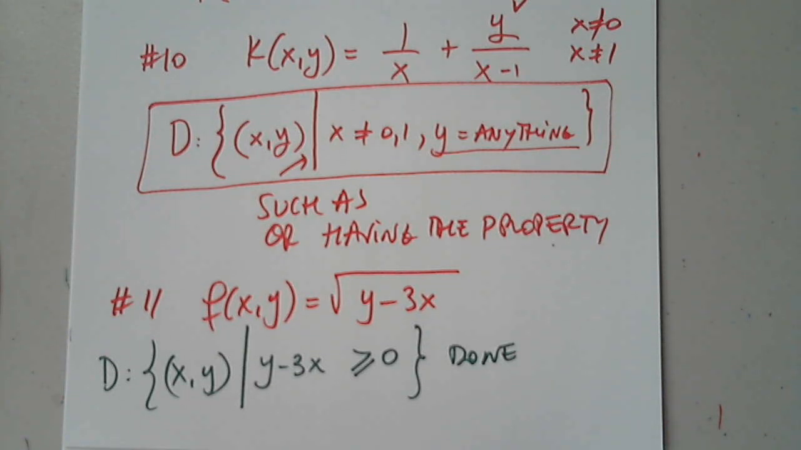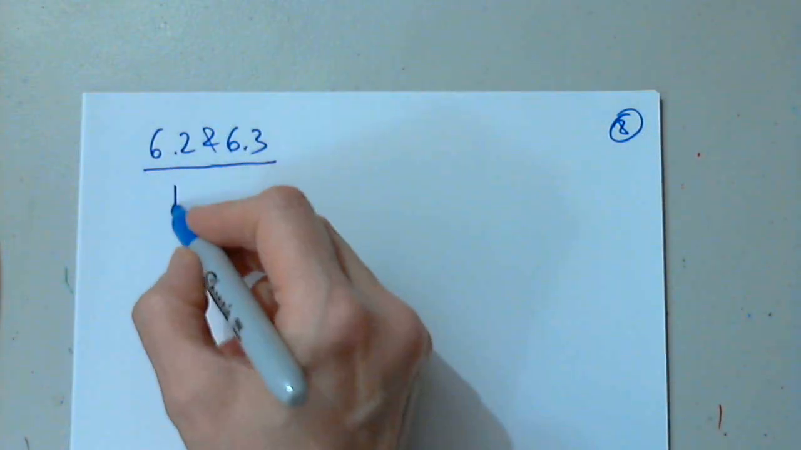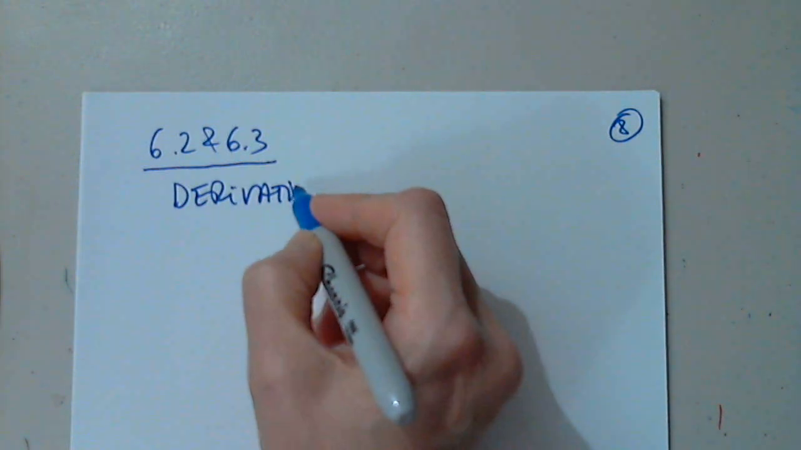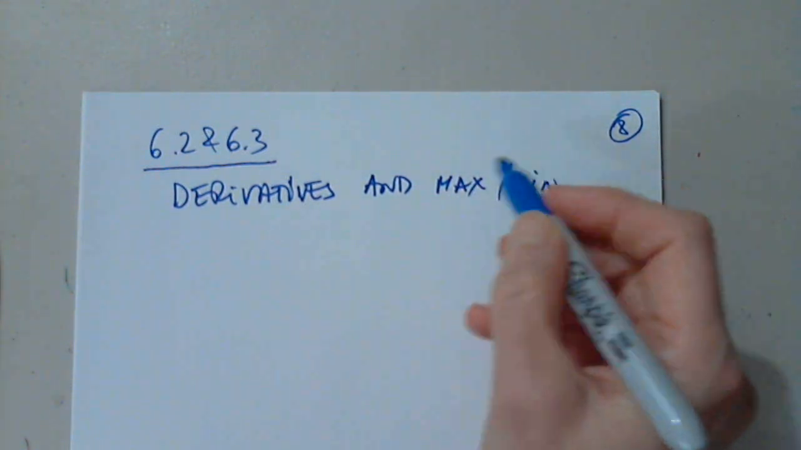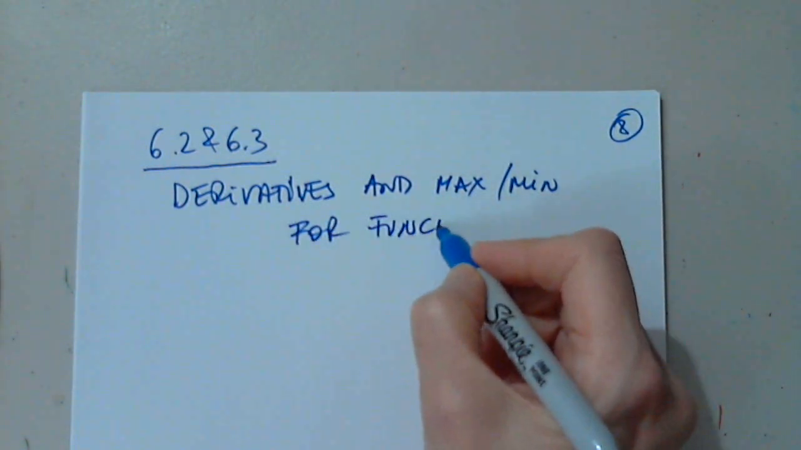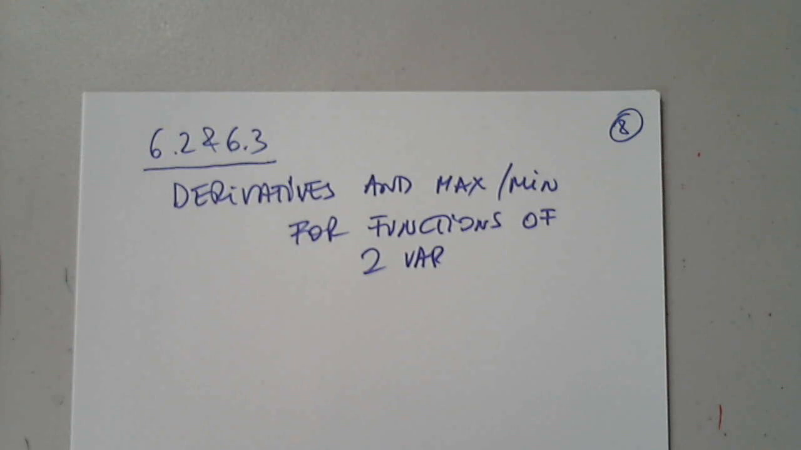That is it. Now, this is so easy. I know. I know. I just want to look now at the last two sections of the class. I'm on page 8, 6.2 and 6.3. Derivatives and max-min for functions of two variables. I know you couldn't see what I was writing, sorry.